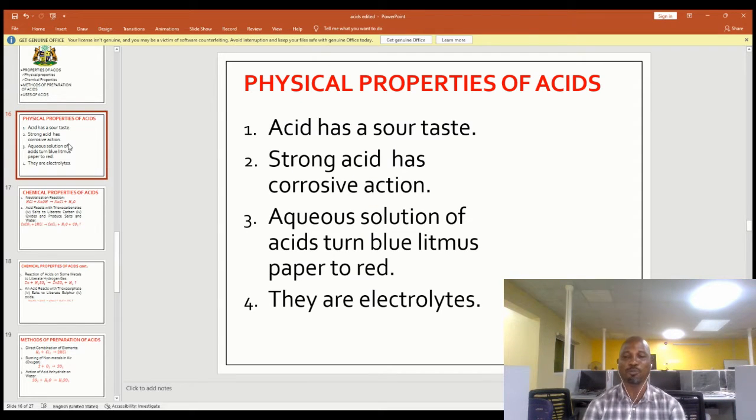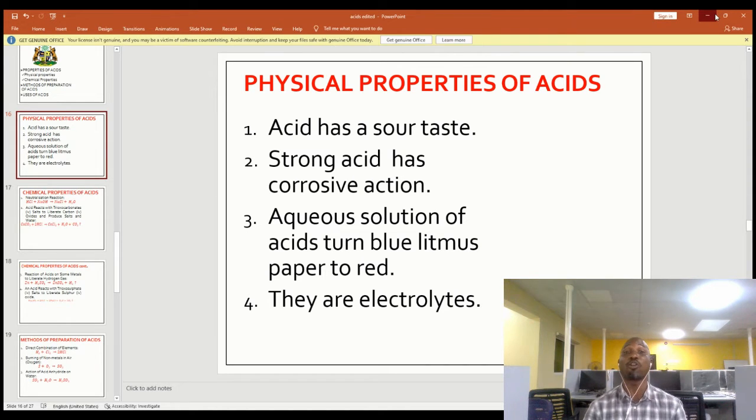Now, let's start with the physical properties of an acid. What are the physical properties of an acid? An acid has a sour taste. Yes. Don't go testing acid in the laboratory. But you can find out that acids have a sour taste when you take unripe fruits like unripe oranges, unripe mango, unripe papaya. You see that they all have a sour taste. That's a characteristic that they contain acid.